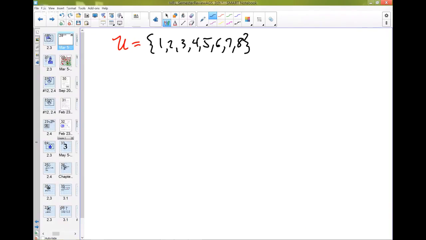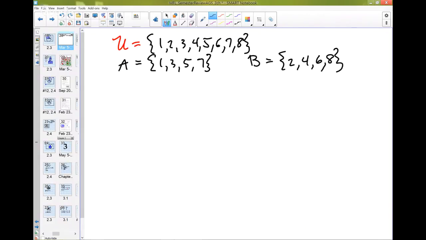A: 1, 3, 5, 7. B: 2, 4, 6, 8. C: 1, 4, 5, 8.